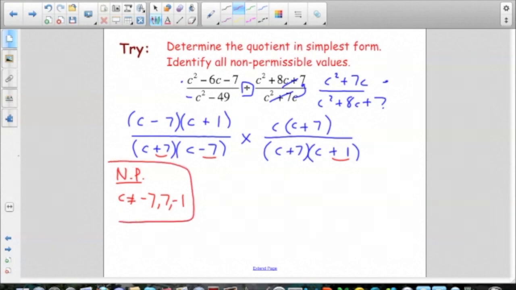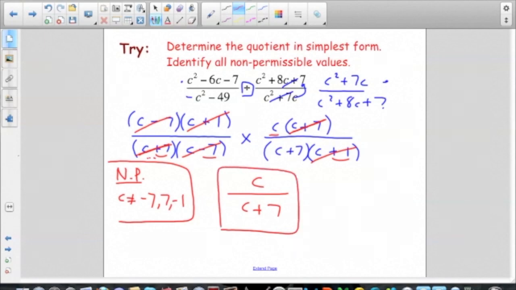So there's our non-permissibles. Now it's canceling out time. Okay, so we have C minus 7, C minus 7, C plus 7, C plus 7. I have it there too. You can only cross it once. So I took this one with this one. I can't cross that. But I could have canceled this and that and left this one over here. But it doesn't matter. You can only do one with one. All right, now what are we left with? Well, we're left with this C up top, and on the bottom, C plus 7. Okay, so there's our simplified expression.